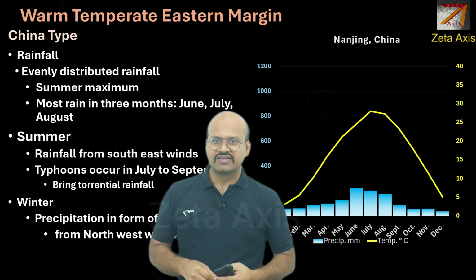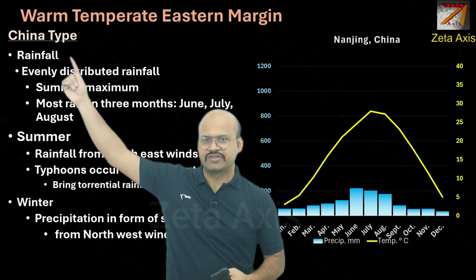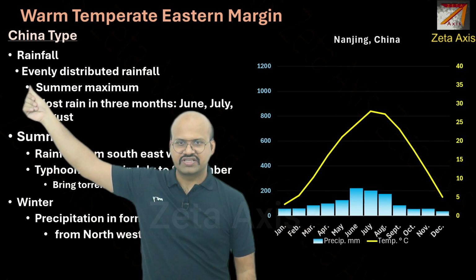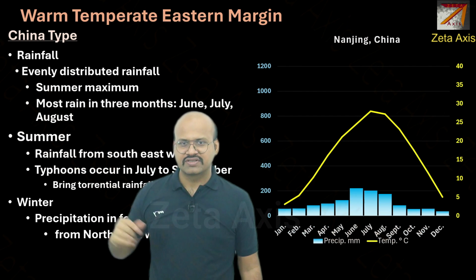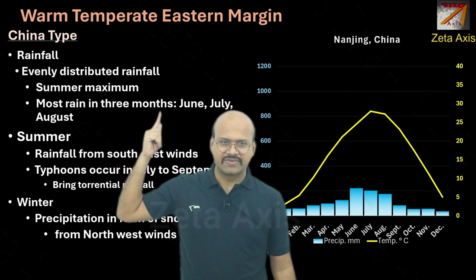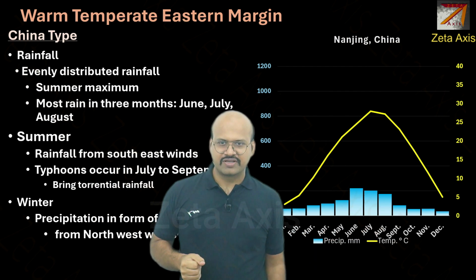So this is the summary of China type precipitation. We have rainfall which is evenly distributed. We can see that the rainfall is distributed in all months. Summer maximum, most rainfall in 3 months. We can see that most rainfall is in 3 months.